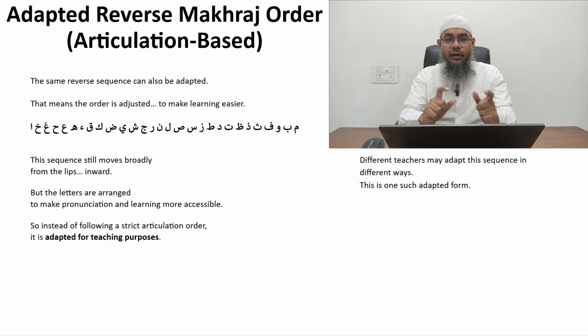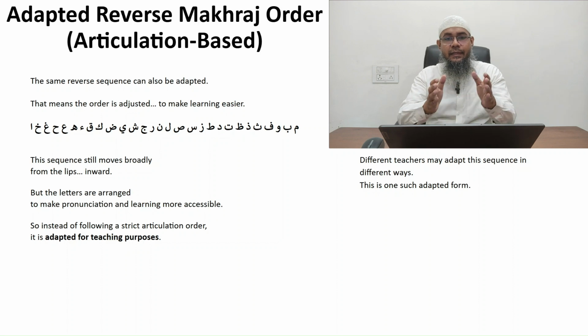Now, we also have another interesting order. This is what I call the adapted reverse makhraj order. Again, makhraj order, reverse makhraj order, adapted reverse makhraj order, all of these are articulation based. The same reverse sequence can also be adapted a little bit. That means the order is adjusted to make learning easier.